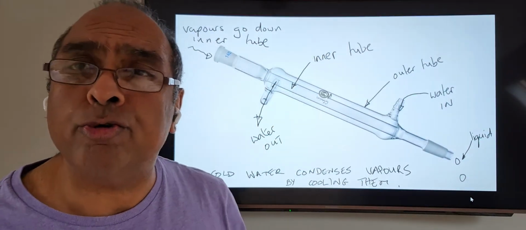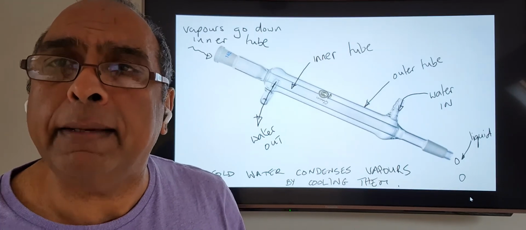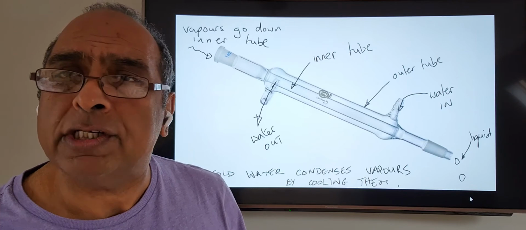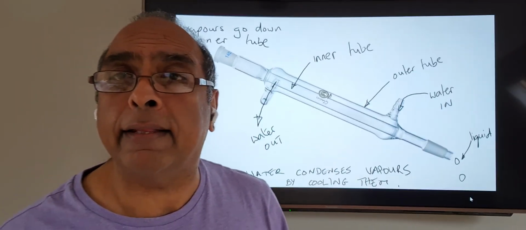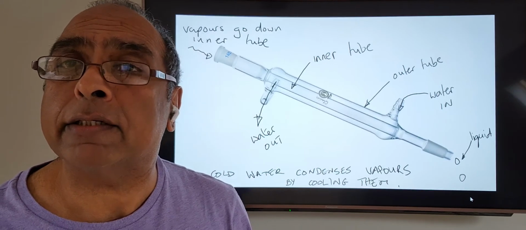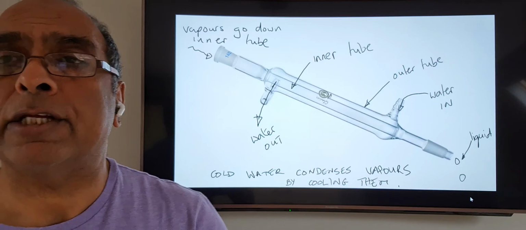Now, it's crucial you understand that apparatus, the condenser, the Liebig condenser. Understand it because we need it. We're going to use it in the apparatus I'm going to show you next. This is simple distillation. So let's get this sorted.